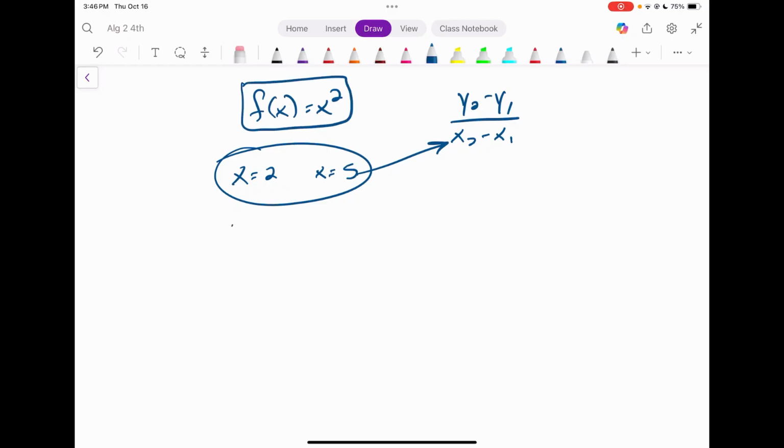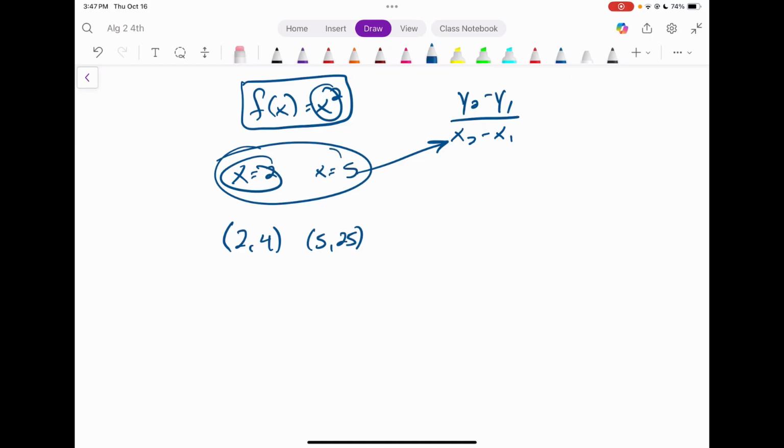When I plug in 2, again, input is 2, my output is 2 squared, or 4. When I plug in 5 to the second power, my output is going to be 25. Now I have input values and output values. So now I do y2 minus y1, 25 minus 4, which is 21. x2 minus x1, which is 5 minus 2, which is 3. So my average rate of change here would be 21 over 3, or 7.